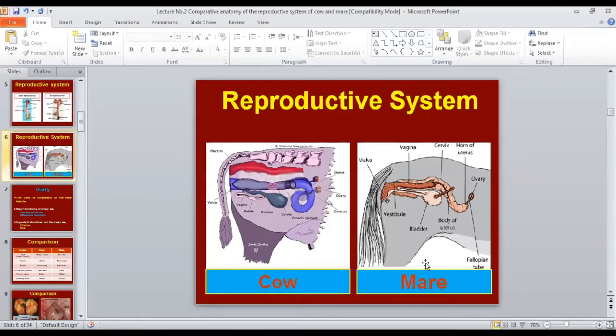And in this picture, in the mare, you can see the vagina, then the cervix, then the body of the uterus that is longer, and then the uterine horns, and you can see the ovary. Here is a particular difference regarding the position of the ovary in the mare from the position of the ovary in the cow. You can say that the ovaries in the cow are within the pelvic cavity, but the location of the ovaries in the mare is in the sublumbar region.